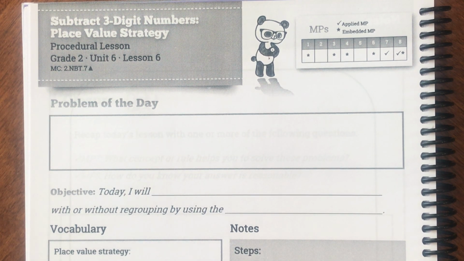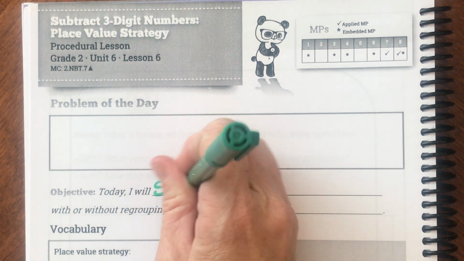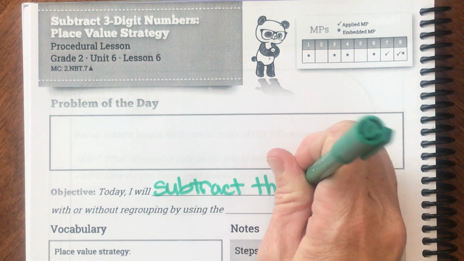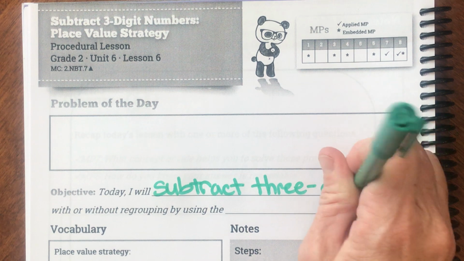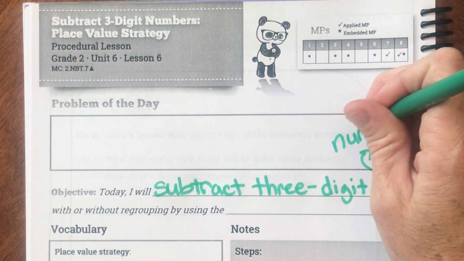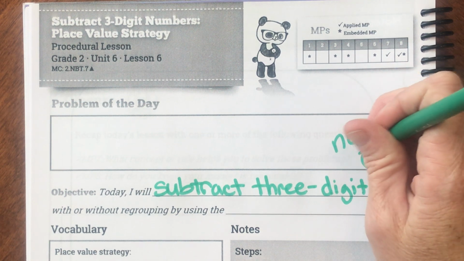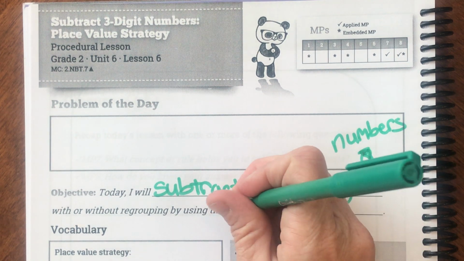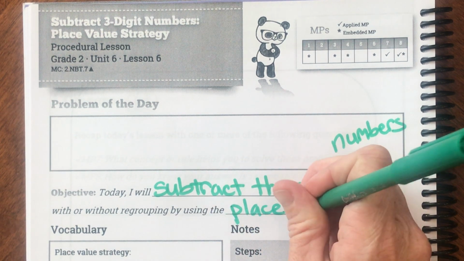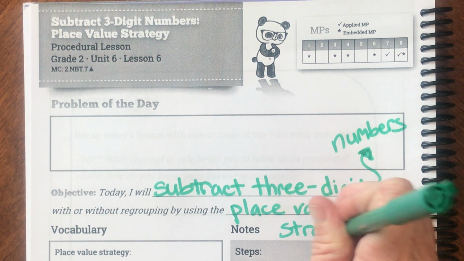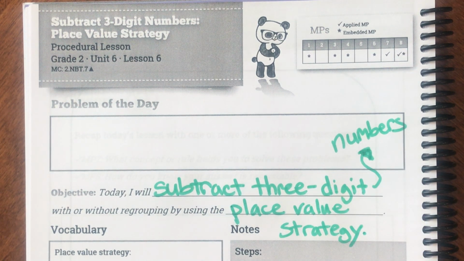And our objective today is I will subtract 3-digit, I ran out of room, boys and girls, I'm so sorry. Should say 3-digit numbers with or without regrouping by using the place value strategy. Okay, so let's look at that again.